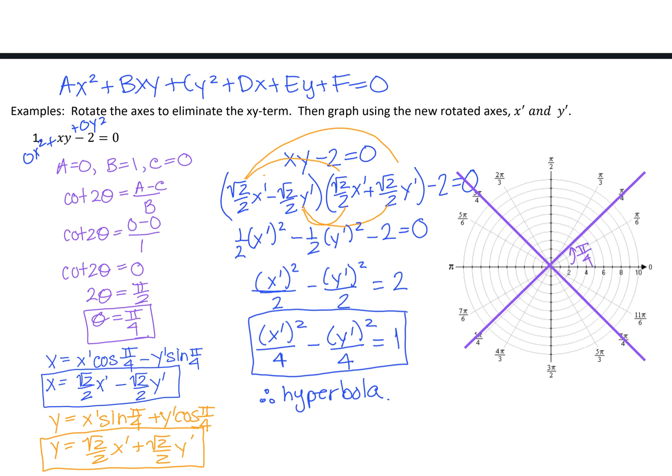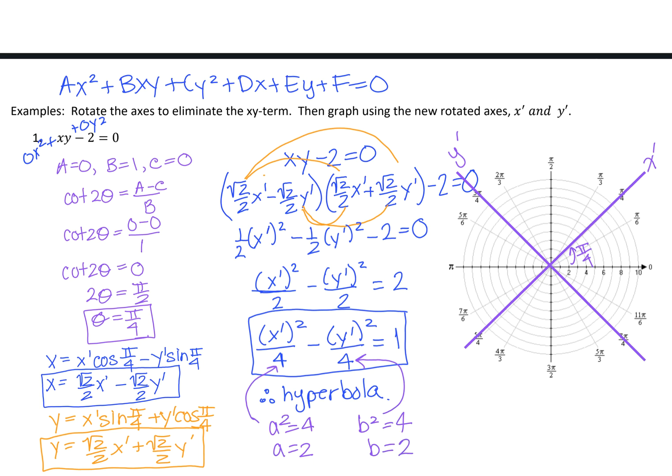And now I'm going to graph my new equation on these axes because this is my x prime and this is my y prime. So from my equation, I know here that my denominator is 4. So that means that I can get my a squared is equal to 4. So that means that a is equal to 2. Also here, I know that b squared is equal to 4. So b is also equal to 2. And so I can graph.